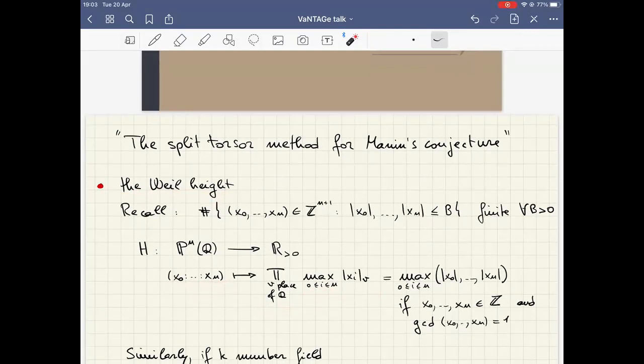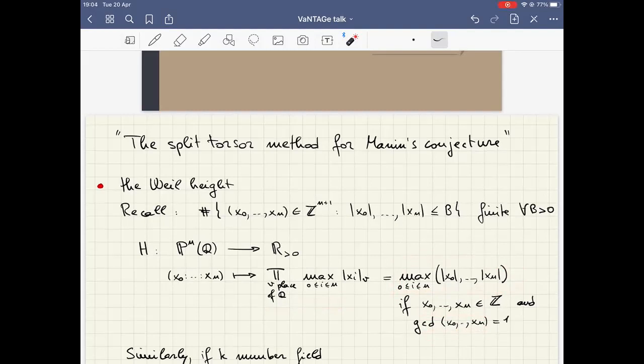Now, probably all of us know that if we take special representatives for these coordinates, so we take integers that are coprime, then we can transform this product into just one of its factors, which is the maximum of the absolute values with respect to the usual absolute value for the real numbers.